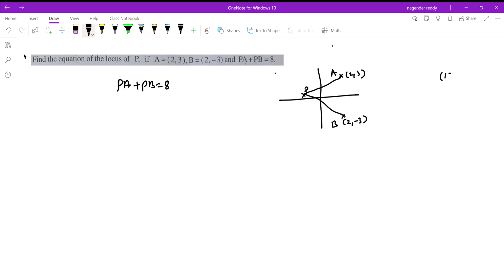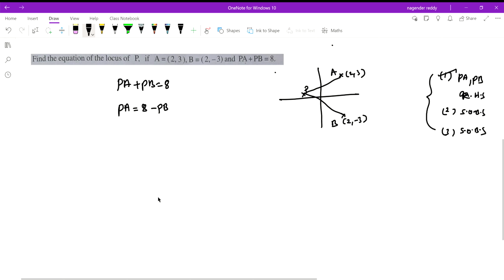The first step: send PA or PB to the other side, to the RHS, any one. The second step is squaring on both sides. Let me explain, it's a simple trick. First you select any one and send it to the other side. I don't like B, so I'm sending B to the other side. So I'll write PA is equal to 8 minus PB.